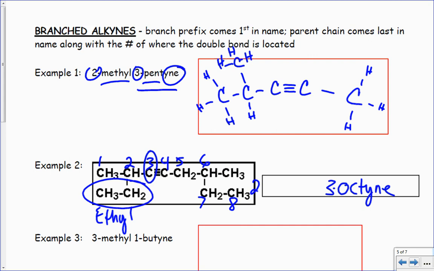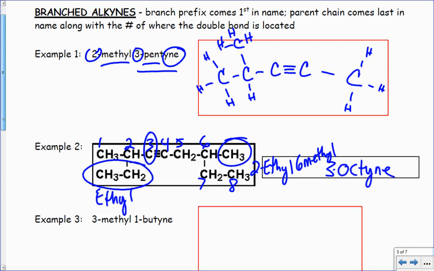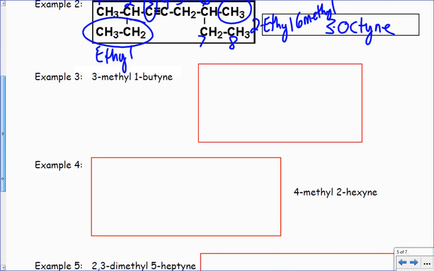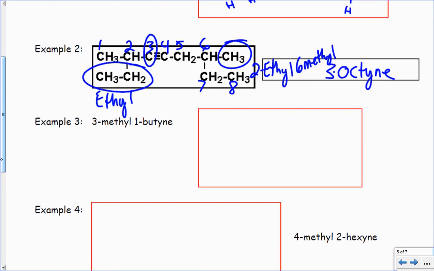On the 2nd carbon, I have an ethyl, so I have a 2-ethyl. And let's see, on the 6th carbon, I have a 1-carbon chain, which is a methyl. So it's 2-ethyl, 6-methyl, 3-octyne. Beautiful.